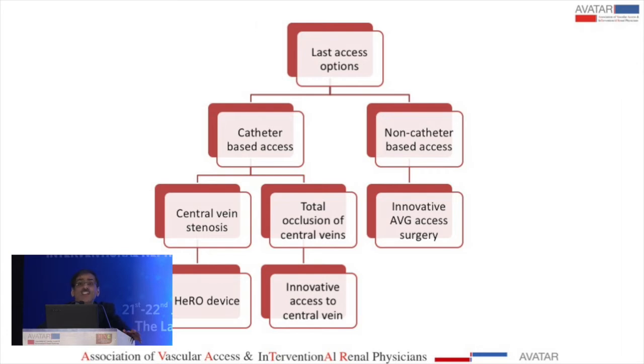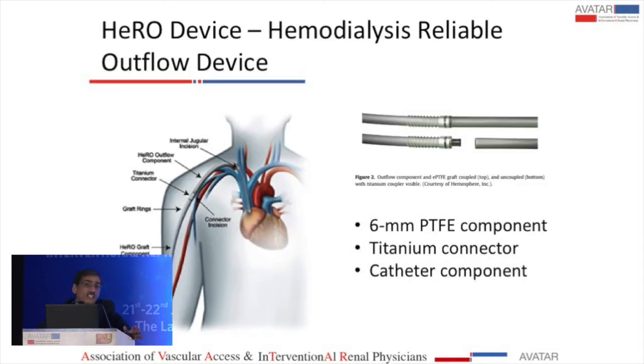Non-catheter based axis options should always be exploited first, and those are again innovative axis surgeries where you have axillary artery to opposite axillary vein, axillary artery to femoral vein or iliac vein, axillary artery to IVC. I mean, those are again much better accesses compared to using a HeRO device. So coming to the crux of my talk, HeRO device.